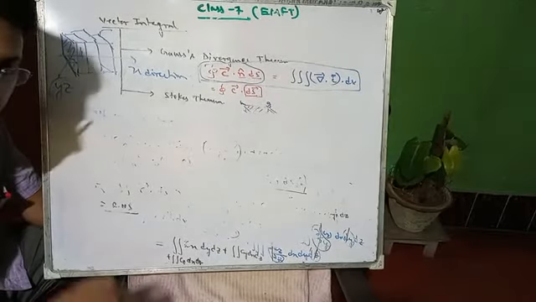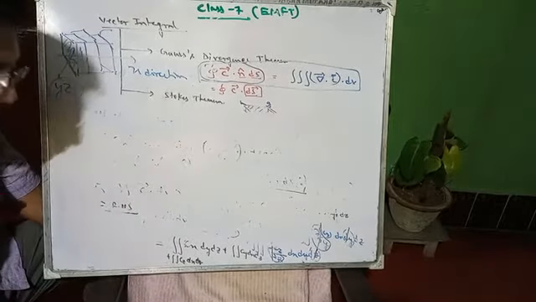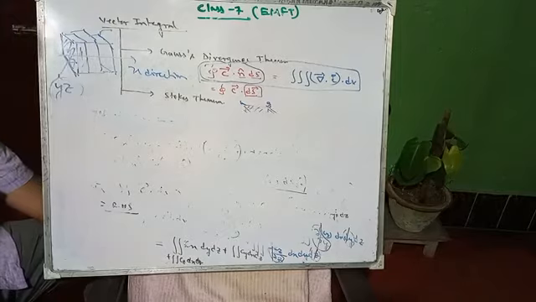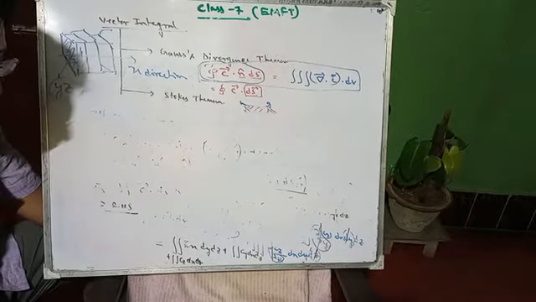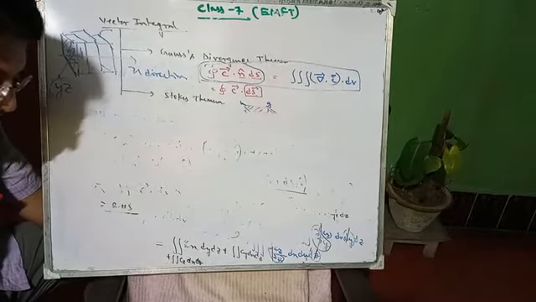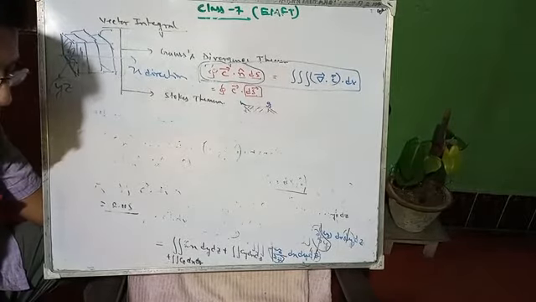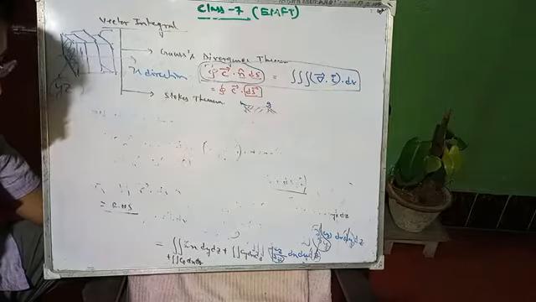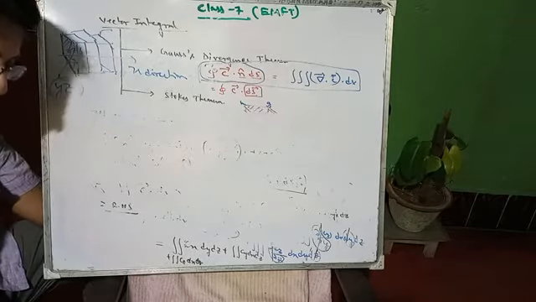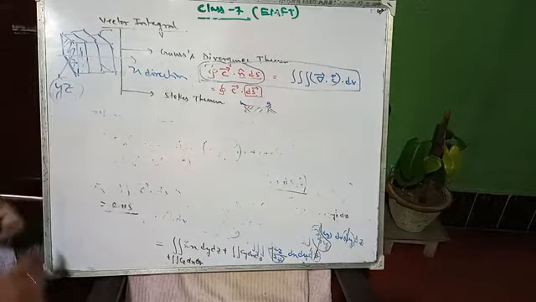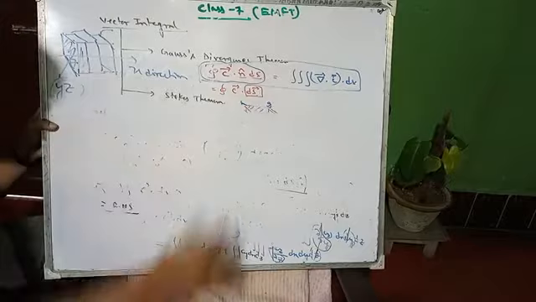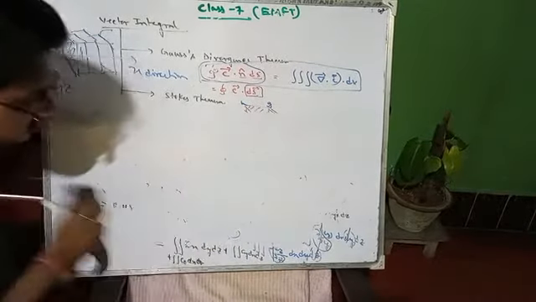I repeat: the line integral of the tangential component of an arbitrary vector field around a closed loop is equal to the surface integral of the normal component of the curl of that vector over any surface which is enclosed by the loop. Here we are taking a closed line.